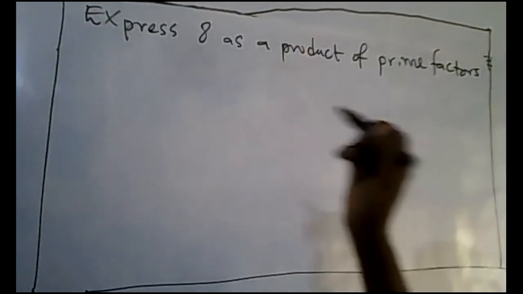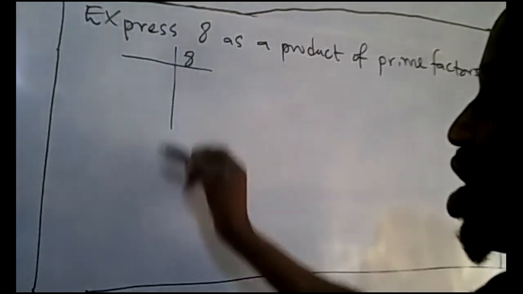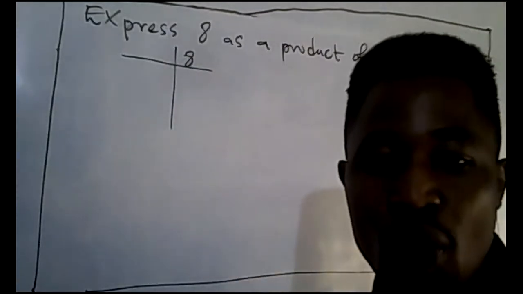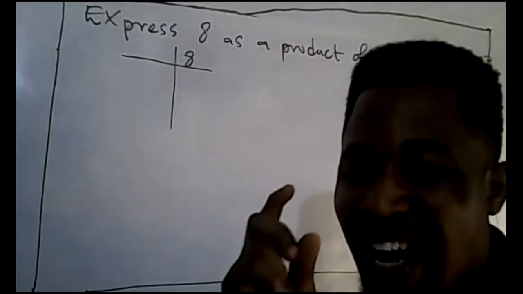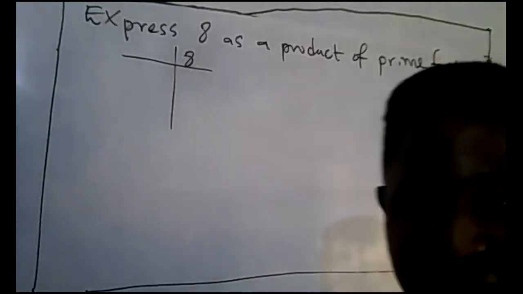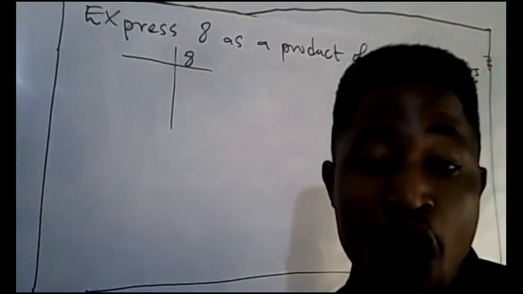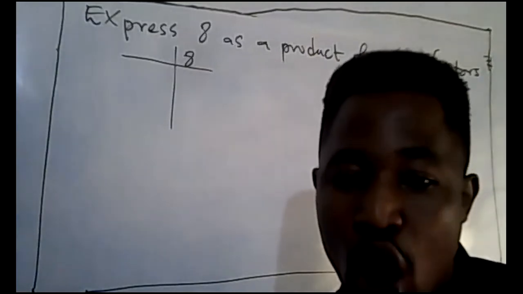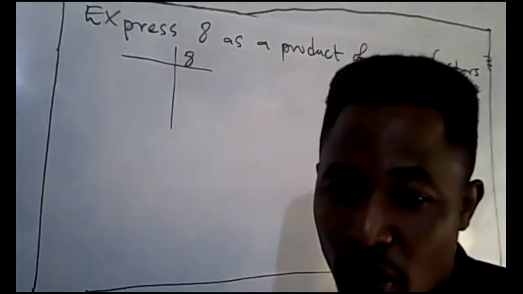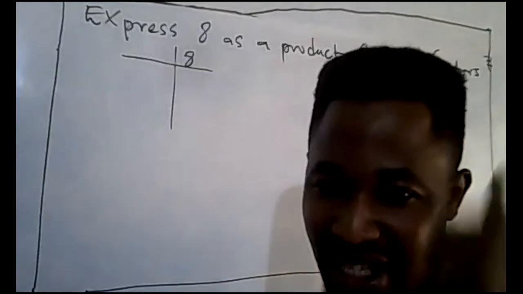Now, what you do is this. You can do this and write 8. Now, you need to continue dividing 8 with prime numbers alone. What are prime numbers? Prime numbers are numbers that are only divisible by 1 and itself. A prime number is a number that can be divided by 1 and itself.